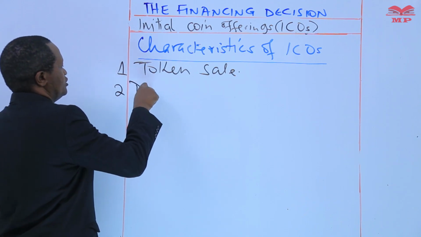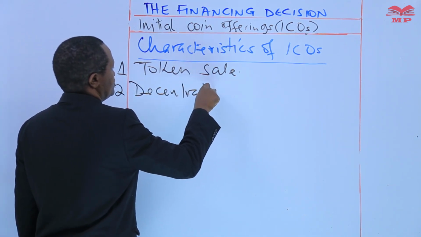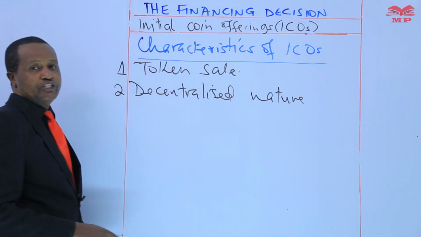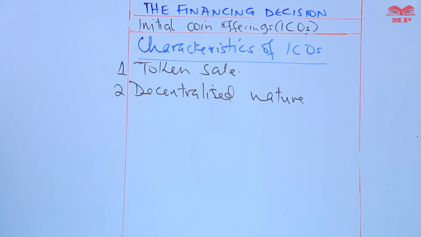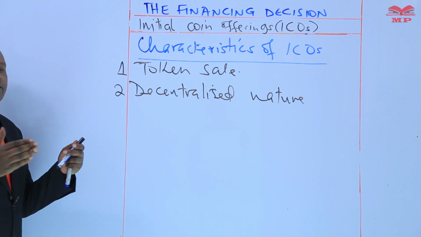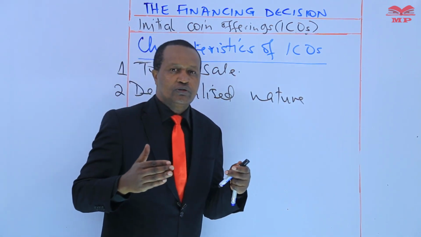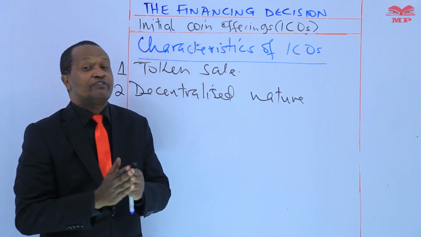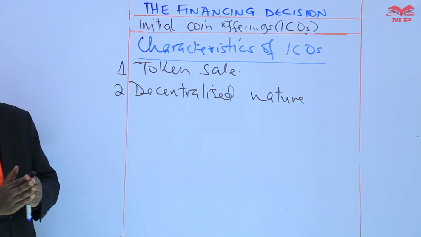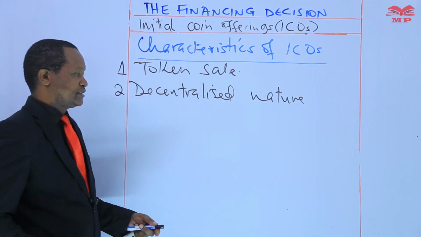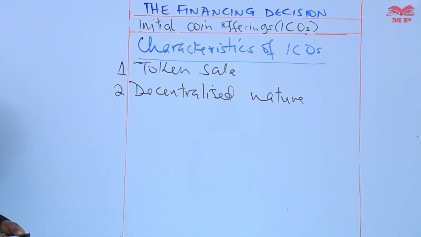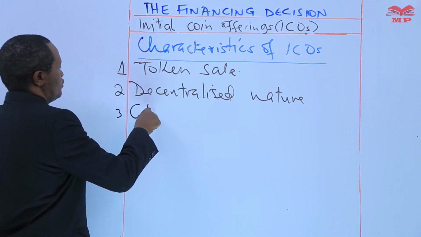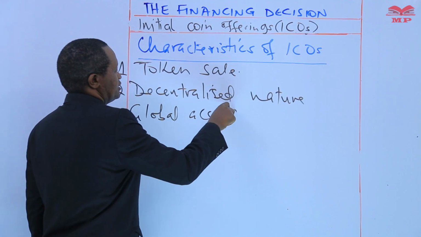Number two, decentralized nature. ICOs often leverage blockchain technology, which provides a decentralized and transparent way of raising funds without the need for traditional intermediaries like banks. It's decentralized. There is also global accessibility as a feature.